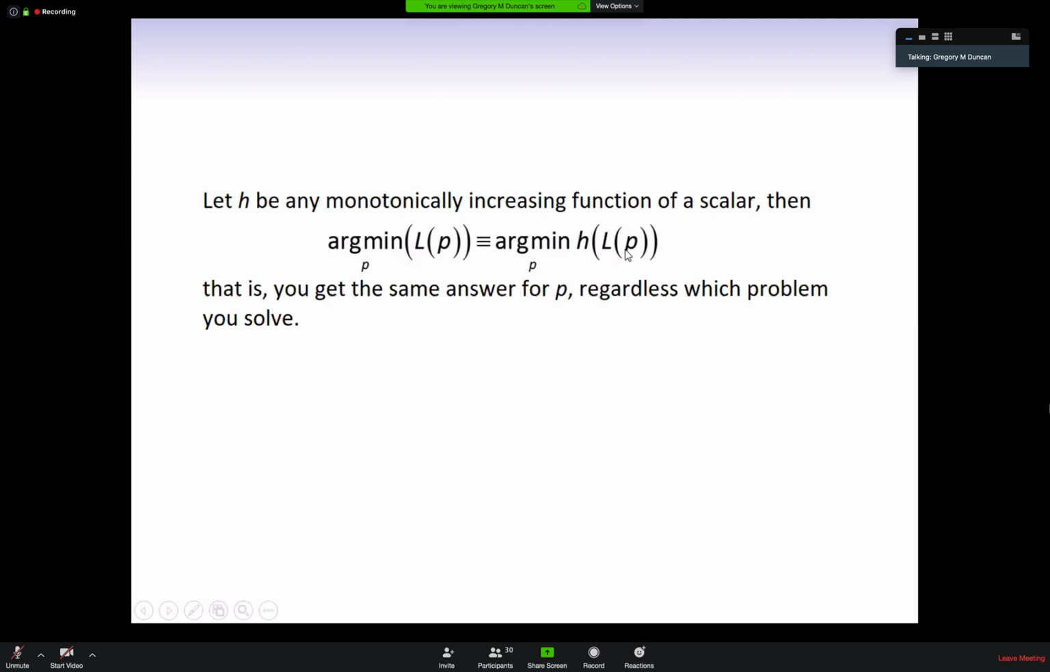That is, if you solve this problem, take the derivative of LP, set it equal to 0, and solve for P, or you solve this problem, take the derivative of H of LP with respect to P and set it to 0, you will get exactly the same P regardless of which problem you solve. So what we want to do is find a transformed problem that makes the algebra easy.